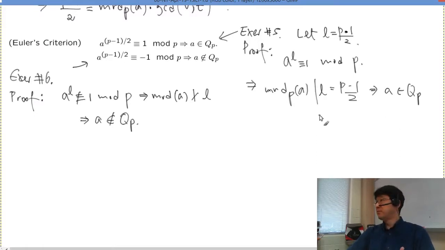All right, that's Euler's criterion. What's so good about it? You don't have to compute the order. You don't have to know primitive roots, right? You just raise it to this power, p minus 1 over 2. 1 or negative 1 tells you quadratic residue or not. Neat, yeah?